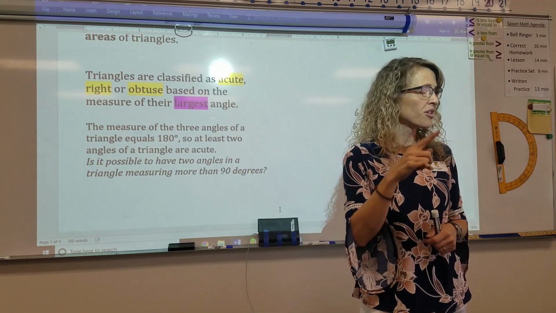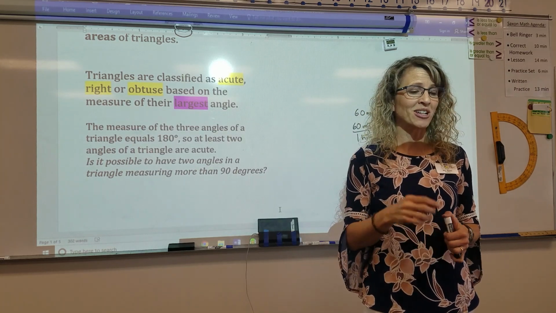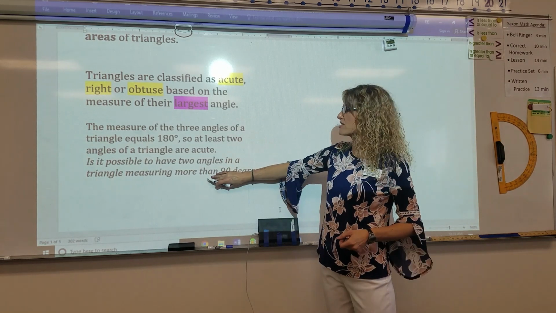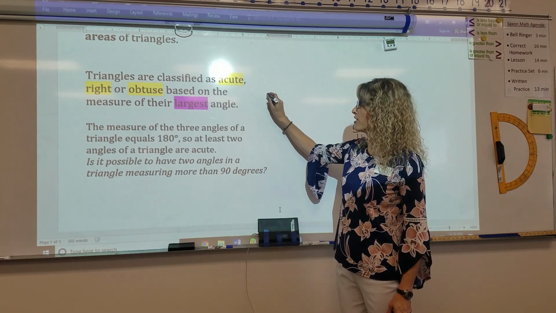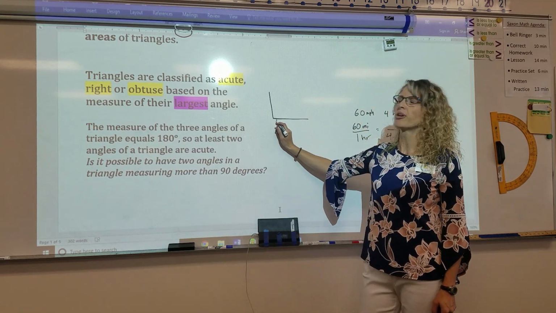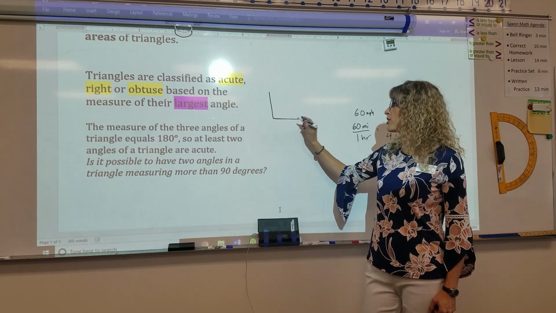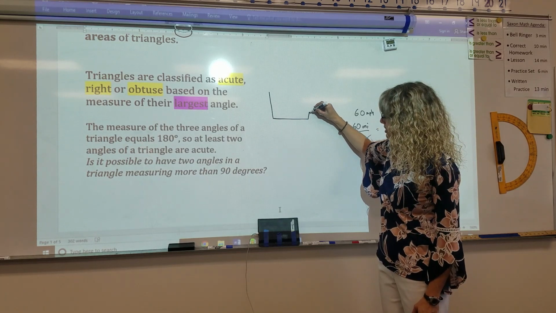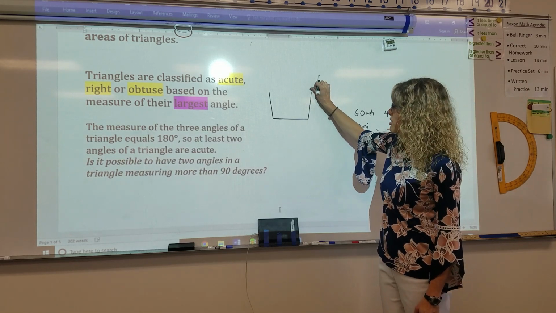So know that all the degrees in the triangle, the angles, all add up to 180 degrees. How many degrees, class? 180 degrees. So is it possible to have two angles in a triangle measuring more than 90 degrees? So let's draw a 91 degree angle. It's just a little bit bigger than 90. Can I have another angle in a triangle that's a little bit bigger than 90? So I'd have to draw it right here, right? I can't have a triangle now. No. It would be impossible.